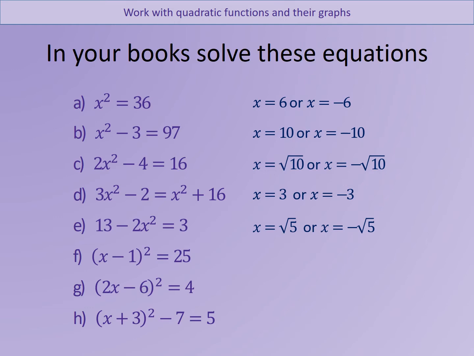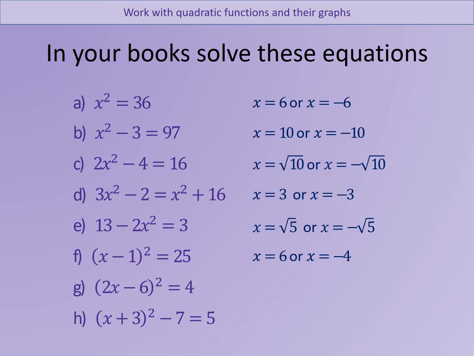F, again, it's tempting to multiply out the brackets, but there's no need. So first of all, square root both sides, giving us x minus 1 equals 5 or minus 5, and then add 1 to each of those two answers to give us x is 6 or x is minus 4.